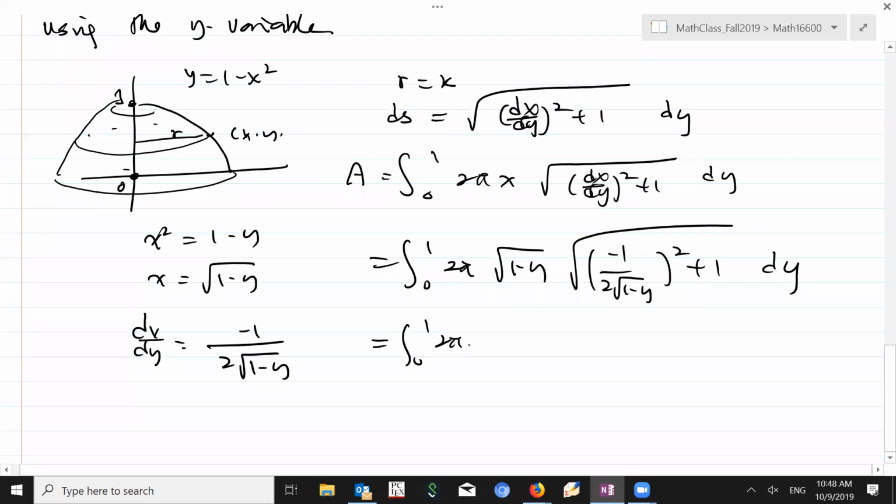No, the bound for the y variable is already clear from the picture, from 0 to 1. Sometimes you have to find it out, but this is a parabola. The vertex on the top has coordinates (0, 1). So I see that already. The bound for the y variable is clear, so I just write it. It's the same, 0 to 1.